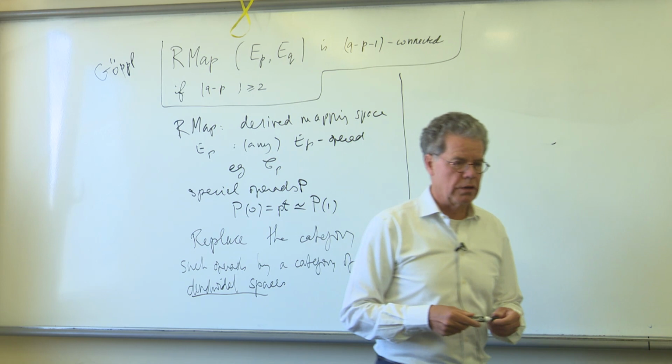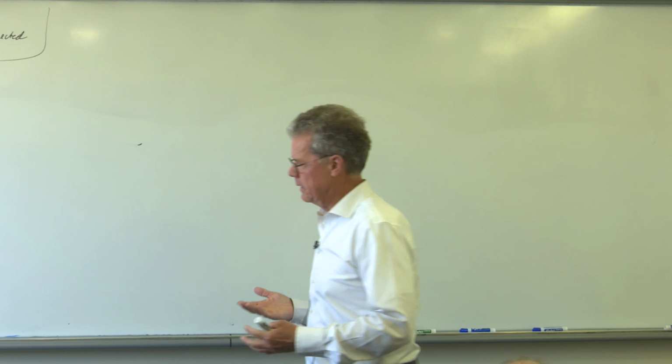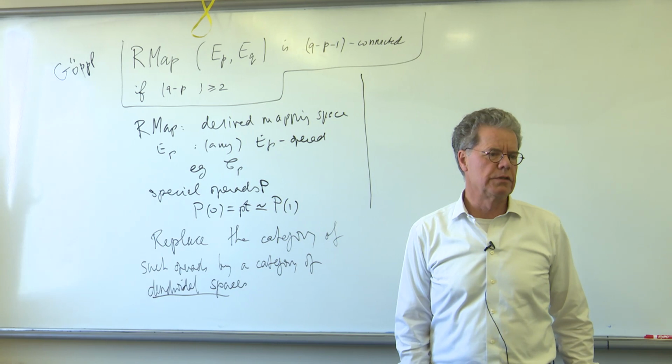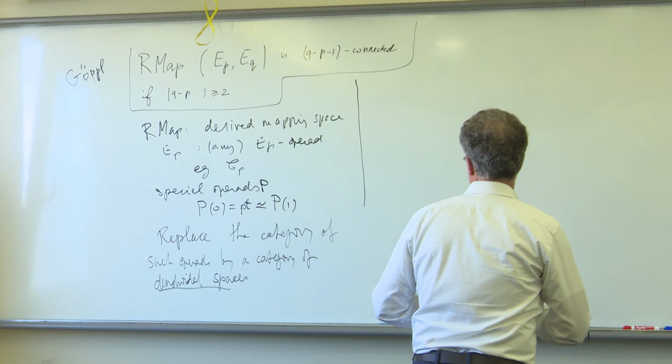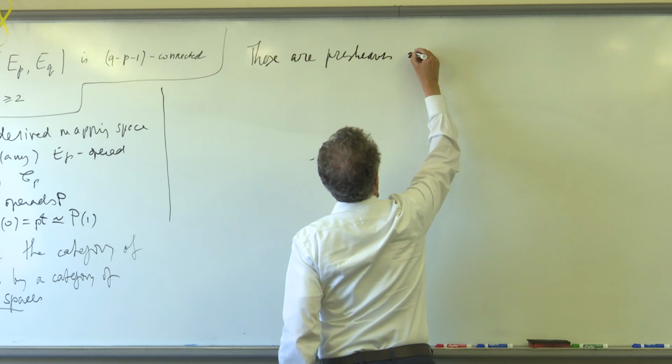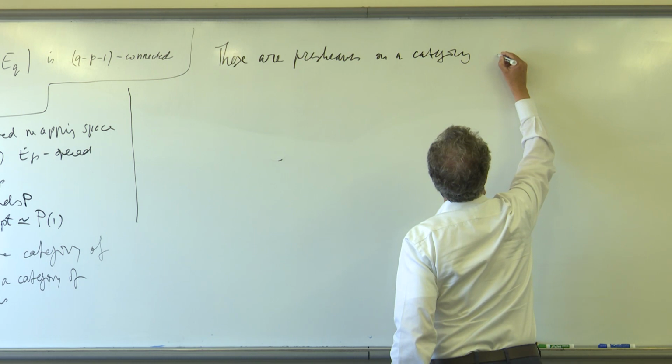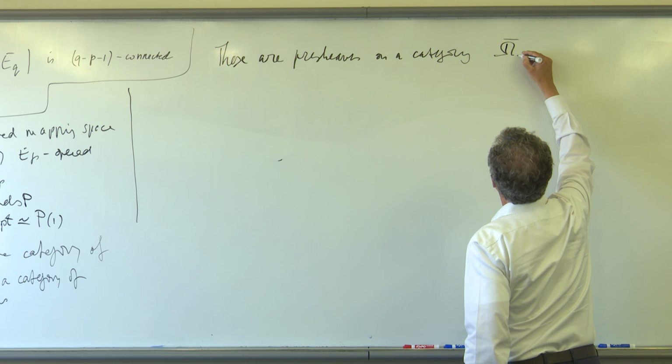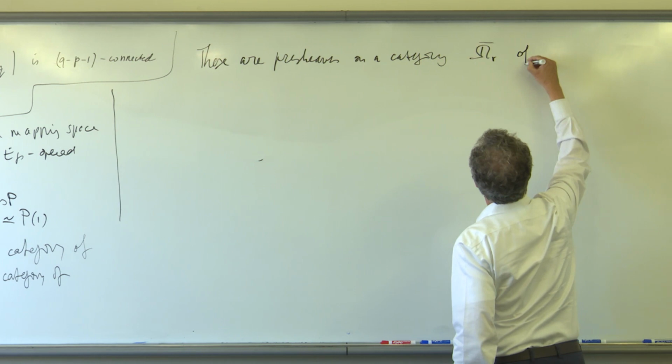So dendroidal spaces are like simplicial spaces, except that they're indexed not by natural numbers or by linear trees, as I wrote them when we talked about shuffles in the first lecture, but by more arbitrary trees. Okay. So these are presheaves on the category which I will write Omega-bar, reduced, of trees.